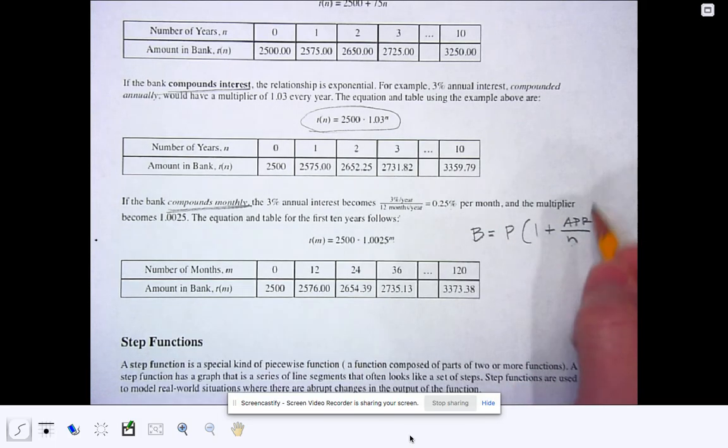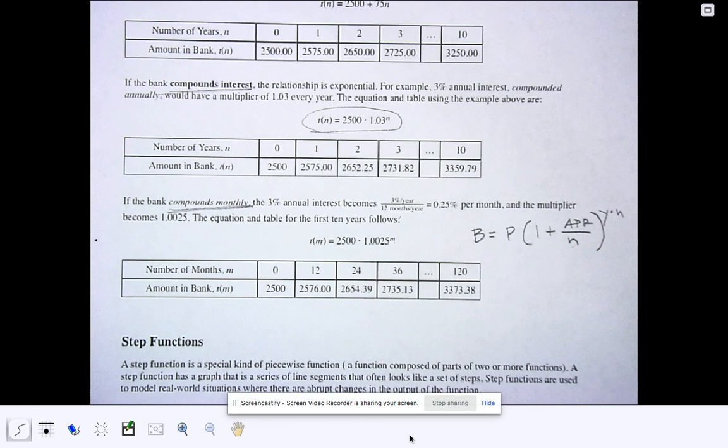And then your exponent, if it's given in years and it's more than just once per year, you need to take the years times the number of times per year. So let's say it's compounded twice a year, and 5 years later you want to know how much you have, you're going to use an exponent of 10 there.